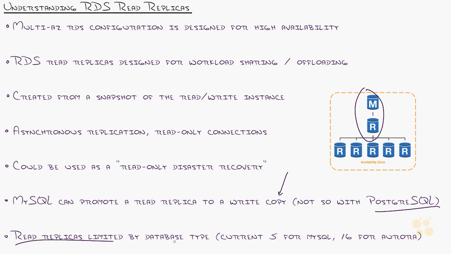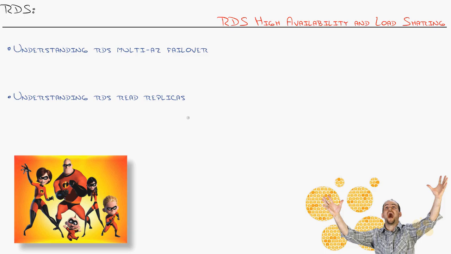The number of read replicas is limited by the database type. And notice I put current because, again, everything's always changing. But right now, MySQL supports 5 read replicas before it maxes out. Aurora, Amazon's new one, supports 16 read replicas. So as you can see, RDS is a database of true superpowers. High availability through multi-availability zone and load sharing using read replicas.